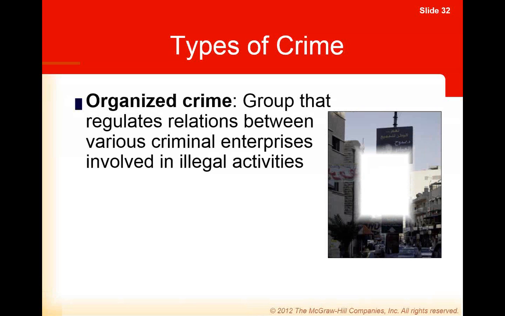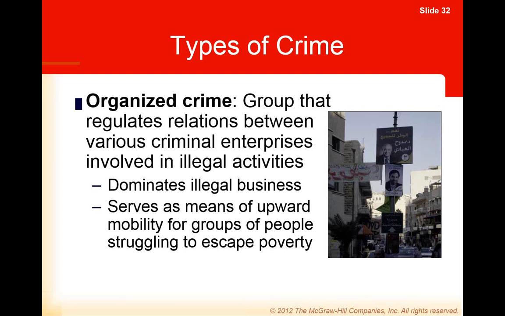Organized crime, running numbers, dealing drugs, a lot of this can be done by organized crime, a group that regulates relations between criminal enterprises involved in illegal activities. They dominate illegal businesses, and sometimes they serve as means of upward mobility for groups of people struggling to escape poverty. Like I said, that's exemplified in New Jack City, in which the people that go to work for Wesley Snipes actually wind up having money and power.